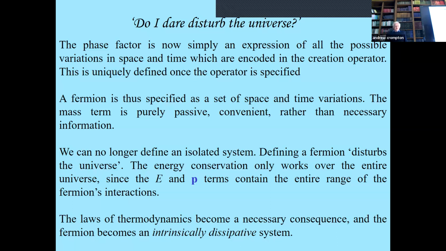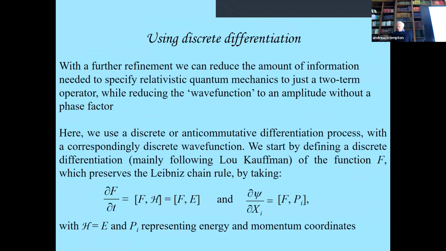And we can't define an isolated system. There's no such thing. Once we define a fermion, we've disturbed the universe. Energy conservation only works over the whole range. That leads up to laws of thermodynamics, which we won't bother doing.